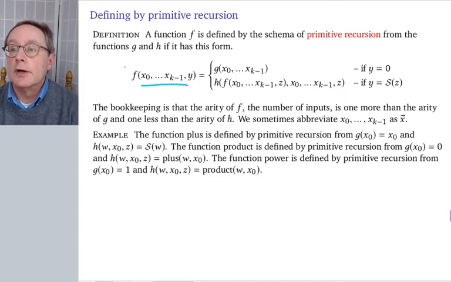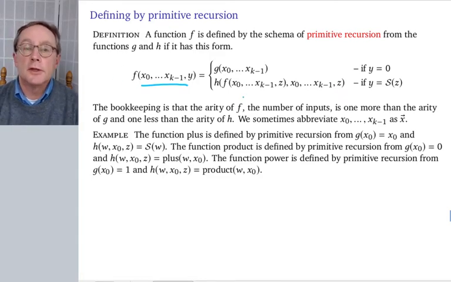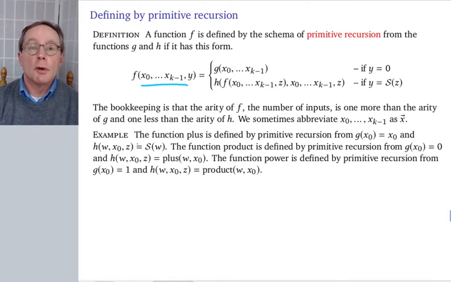So we can define new functions from old functions by this schema of primitive recursion. And the fact that addition and multiplication and exponentiation are all defined that way in an elegant fashion argues strongly that there's something to this. The bookkeeping is a little bit awkward when you go to do the homework problems. You find yourself sometimes saying, exactly how many x's are there supposed to be?